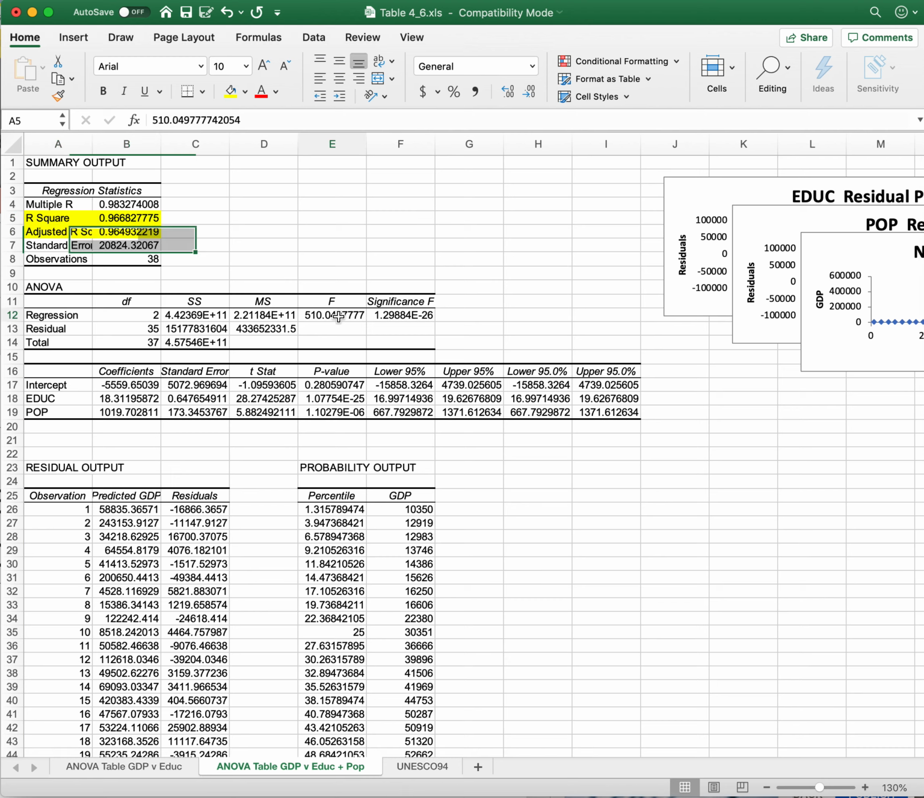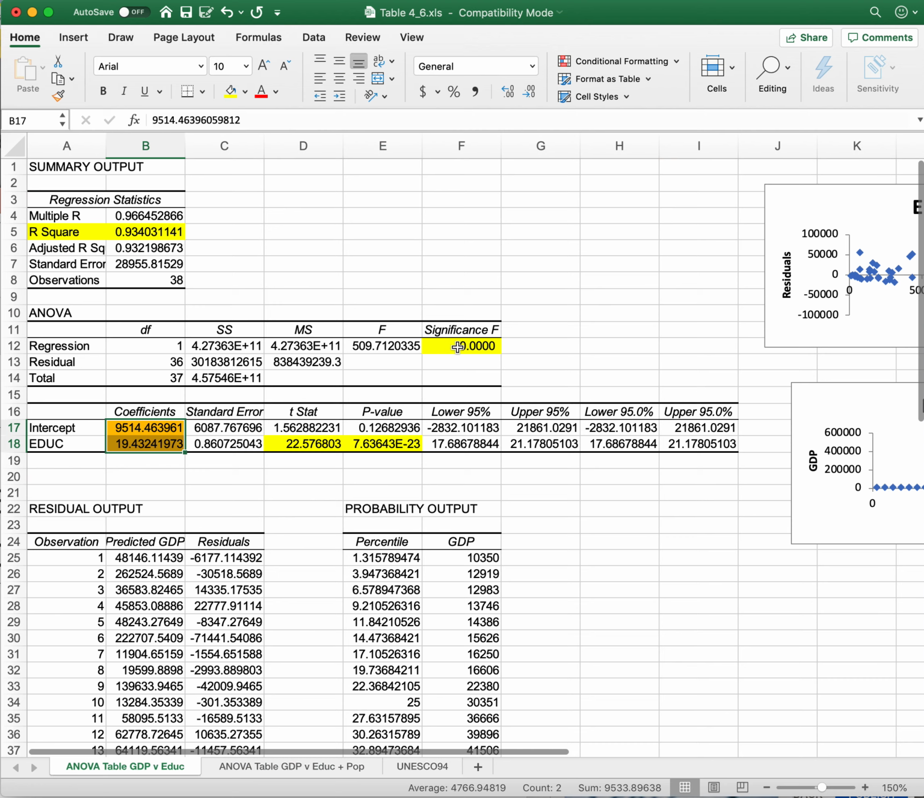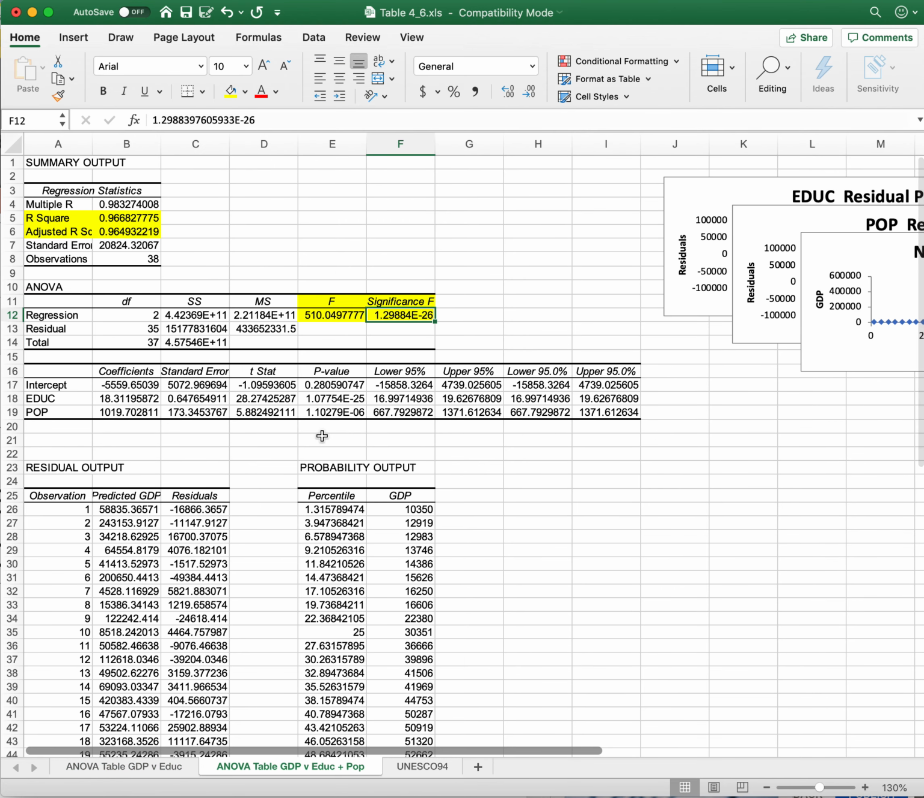Now, is there a regression model or not? I'll highlight this F statistic, and the significance again is times 10 to the minus 26. In the previous one, the best we had was 10 to the minus 23rd. So it's even more significant. I mean, it's a crazy good model. So I would conclude that there is a valid regression model here.